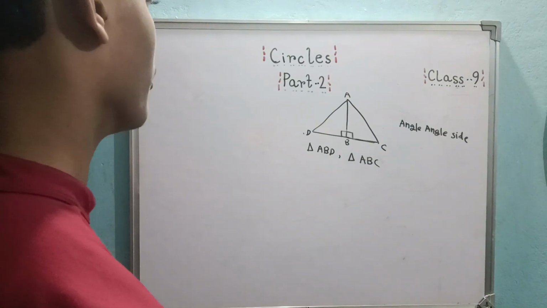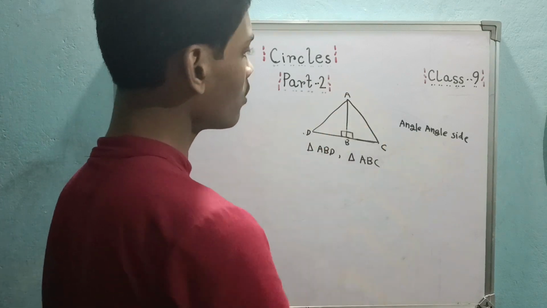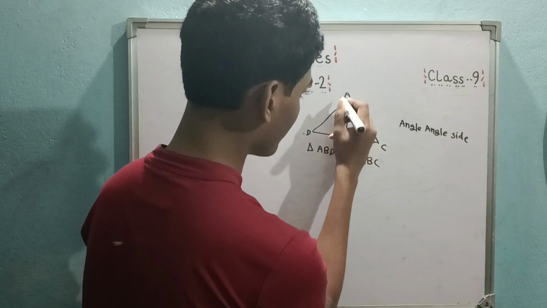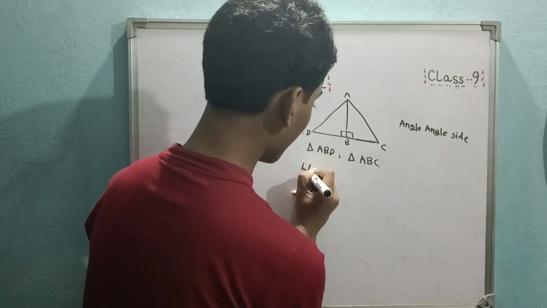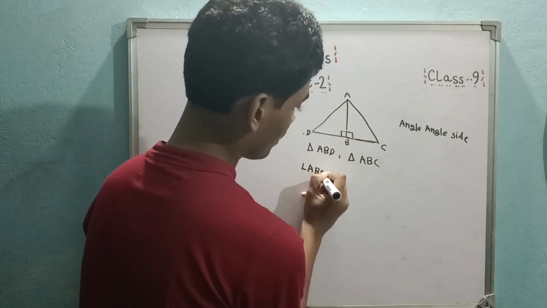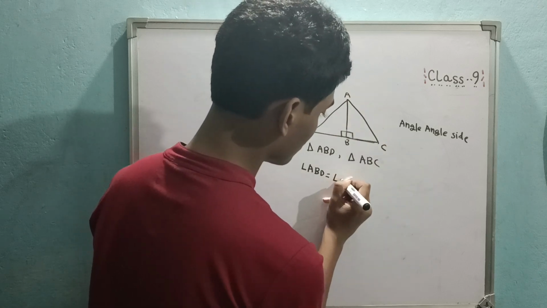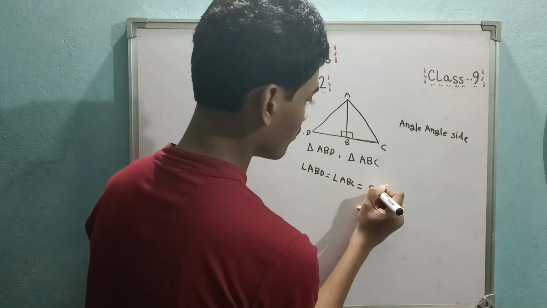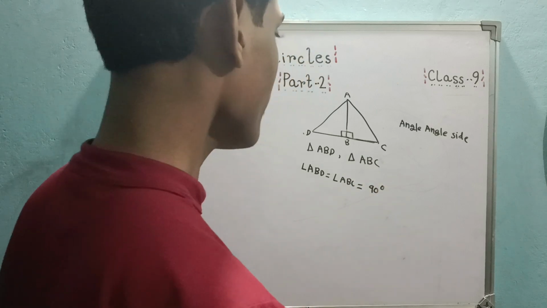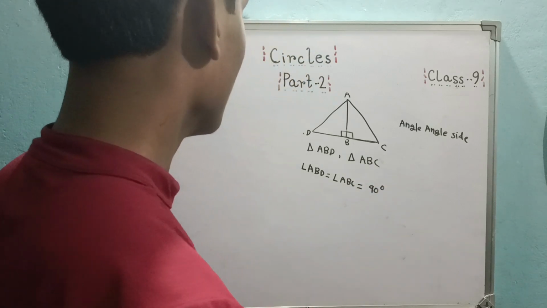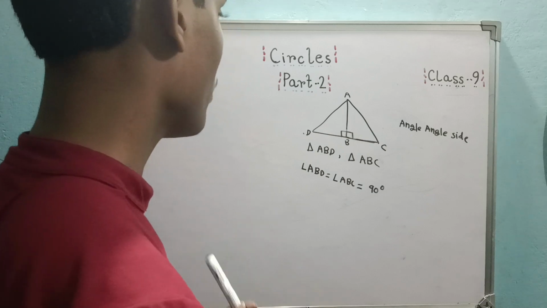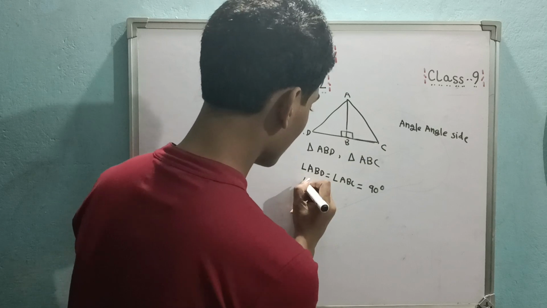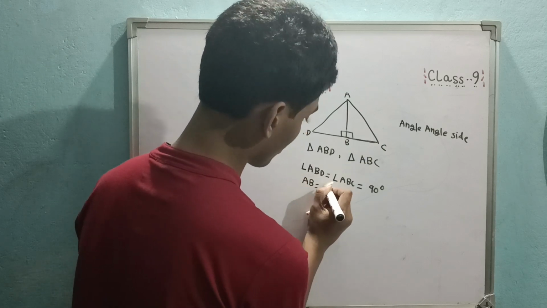Just like this case, see here ADB is equal to ABC. So obviously these two are right angles, that is each is 90 degrees. So angle ABD equals angle ABC, that's 90 degrees. Then what else can I do? Another thing: here AB is common. AB equals AB, common.